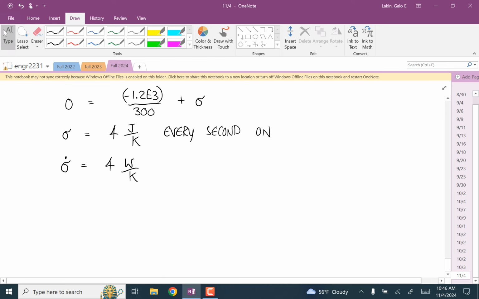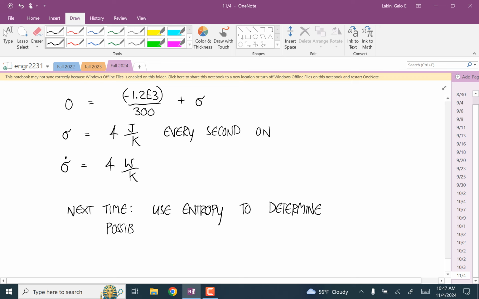Okay, so the next thing we're going to do, so what are the benefits of entropy? It lets us calculate efficiencies in systems, and it also, for the first time, lets us determine the directionality of processes. And so I'm going to stop here for today, but next time, we're going to use entropy to determine the possible directions of processes in time.